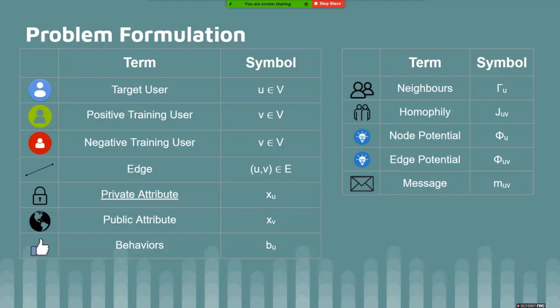An edge is just a connection between two users. You can think of that like a friendship between two people on Facebook, or people following each other on YouTube or Twitter. A private attribute is the thing that we are actually trying to predict, and a public attribute is the information provided by some user that he worked somewhere or lived somewhere or so on. Behaviors are like likes, comments, interactions, ratings or reviews for some application or music on some platform.